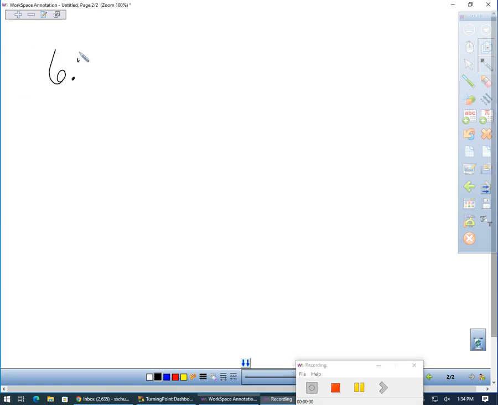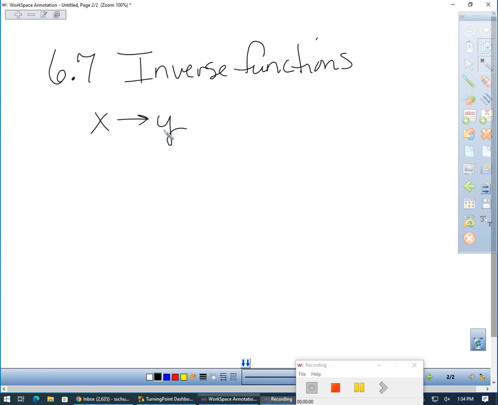6.7 today. 6.7, we are talking about inverse functions. An inverse function simply means that x becomes y and y becomes x.